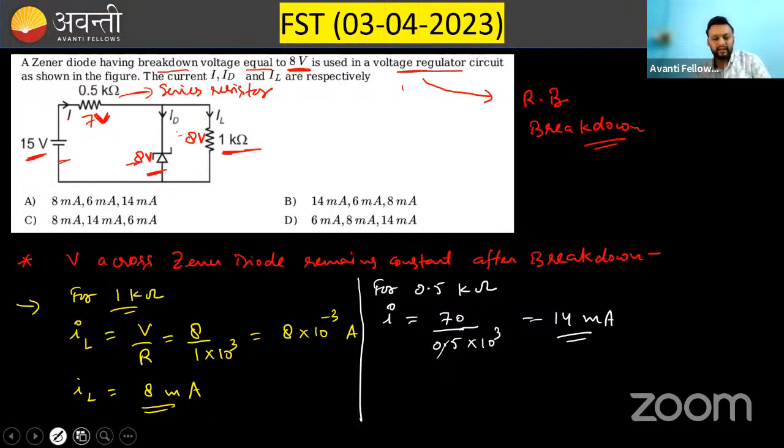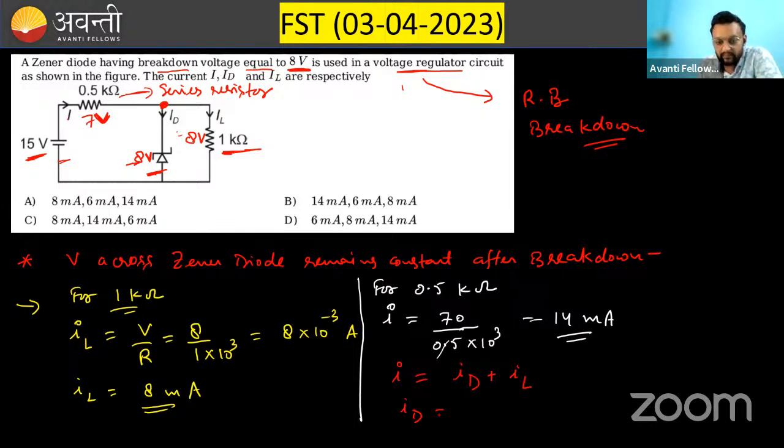Now you know the current in this branch, I. This current I is divided into two parts: one is IL, one is ID. From KCL, the current entering the junction is equal to the current leaving the junction, so I is equal to ID plus IL. So ID will be I minus IL, that is 14 minus 8, that is 6 milliampere.